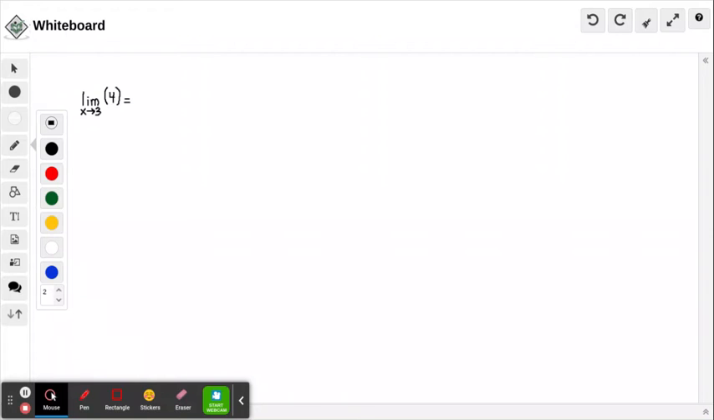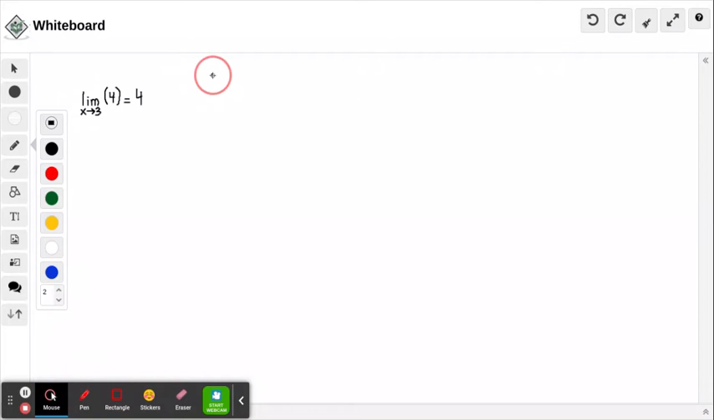All right, so the limit as x approaches 3 of 4 is 4. Let's talk a little bit about why that is. There is no x part in here, so x could be approaching infinity, x could be approaching 3, x could be approaching 0. It doesn't matter. 4 is 4 is 4.